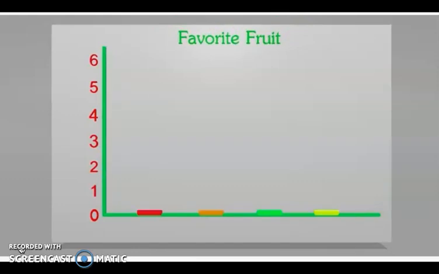With this graph, I want to put the names of the fruit on the bottom and the numbers on the left side going up. We can see here on the bottom we have the names of the fruits. We should label what these are. This is obviously going to be labeled fruit, since they're fruit.